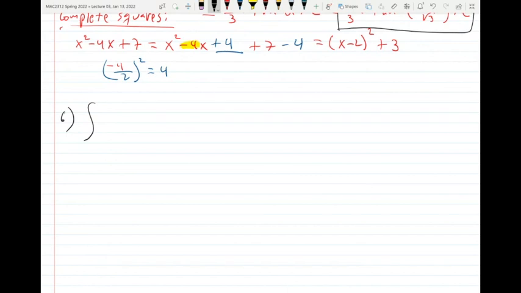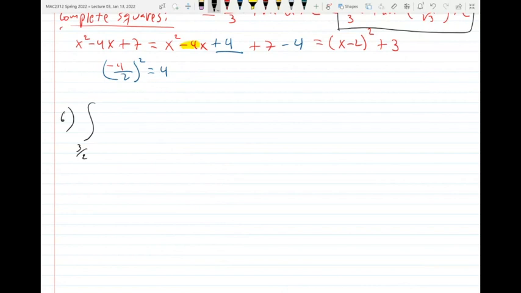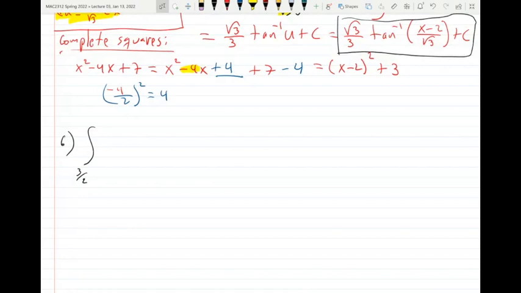So starting next time, we're going to look at applications, okay? We're going to look at area between curves, and then we're going to start looking at volumes. So that's what we're going to be doing next week. So, the integral from 3/2 to 9/4 of 1 over the square root of 3x minus x squared.